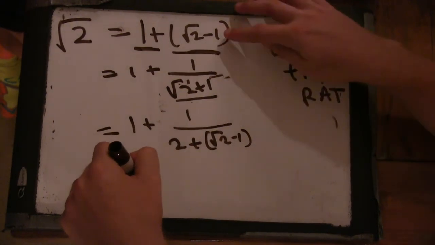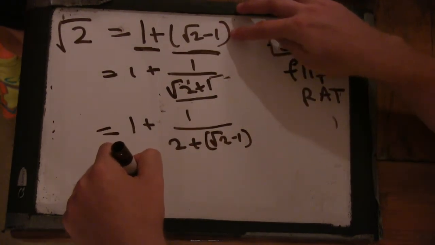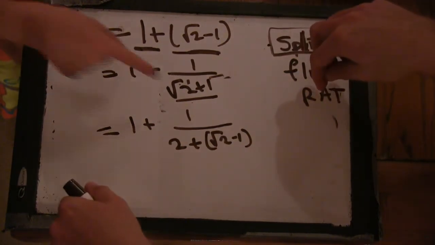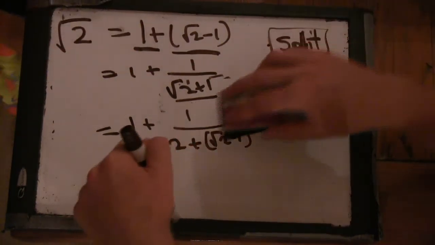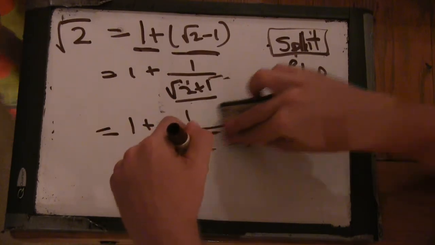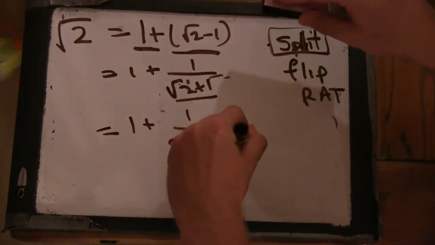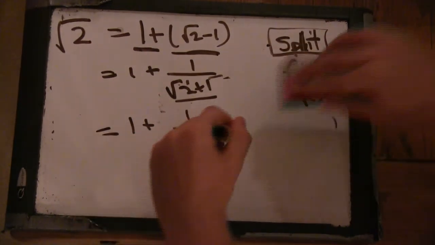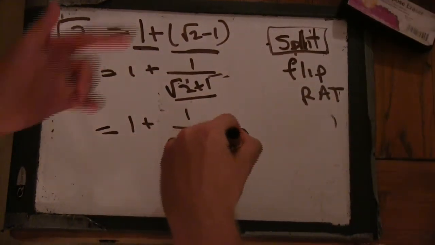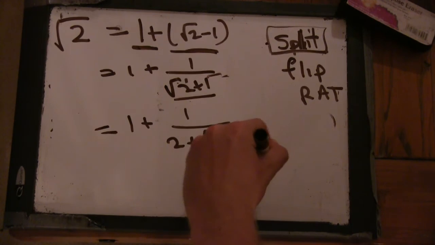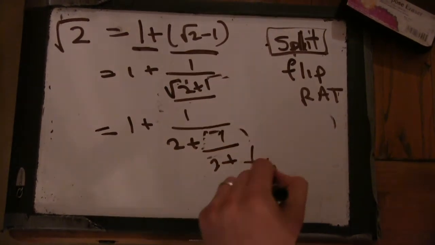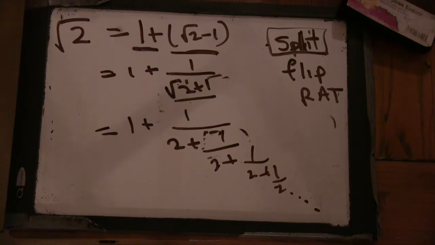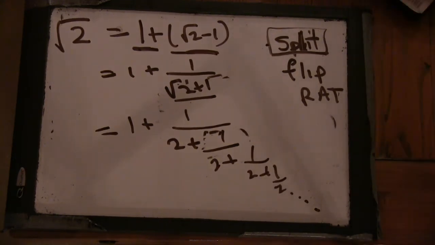Hey, we already saw that up here. What does the square root of 2 minus 1 turn into when I flip and rat it? The square root of 2 plus 1, on the bottom. Which means you can keep doing this. 1 over the square root of 2 plus 1, which becomes 1 plus 1 over 2 plus 1 over 2 plus 1 over 2. Does it ever stop? Nope. It goes all the way down. Infinite continued fraction. So it never stops.